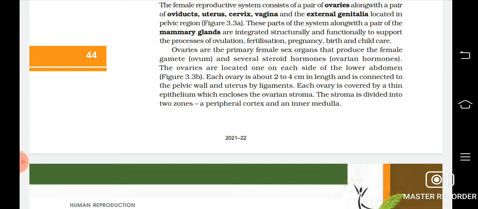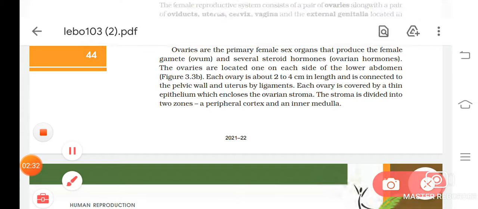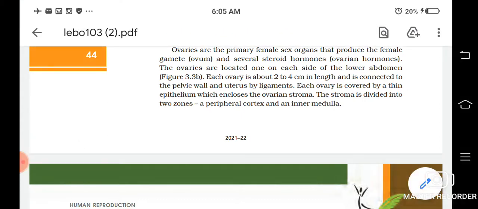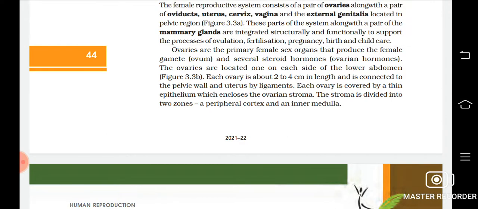So the main function of the ovaries is what? They help to produce the female gametes or ovum, and at the same time they also help in the production of female hormones, which we can call estrogen and progesterone, isn't it? So these are also produced by the ovaries.